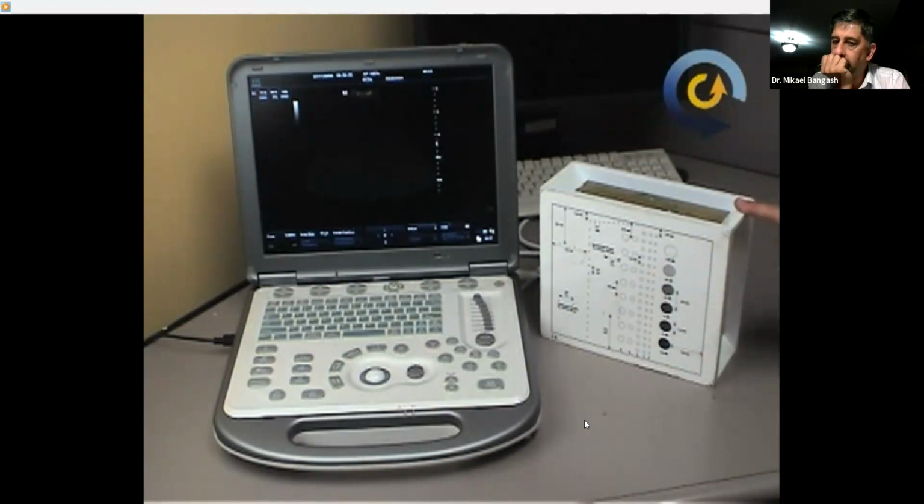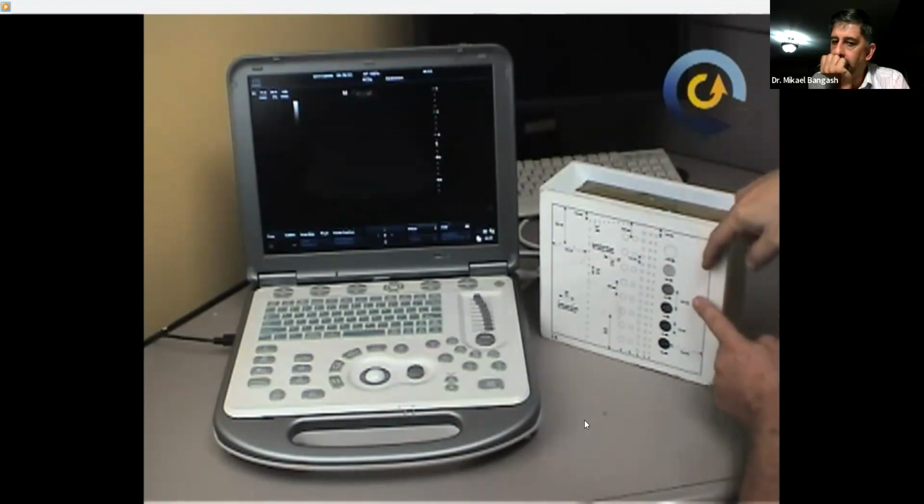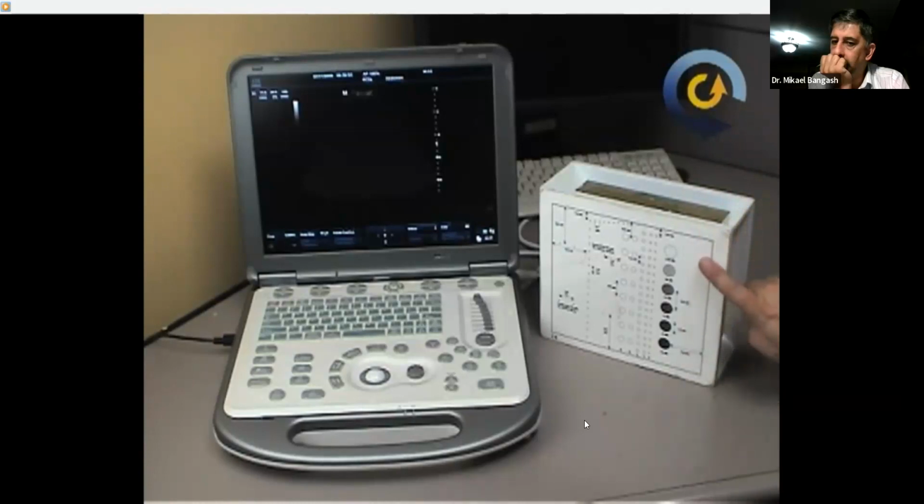A phantom has to transmit the ultrasound signal at the same velocity as it does through the body in order to make measurements correct and have the image correct. And also it has to have the same amount of attenuation as the body, meaning as the ultrasound signal goes in, it's attenuated and loses signal as it goes down and bounces back up again, and it has to lose that signal at roughly the same rate as it does in the body.